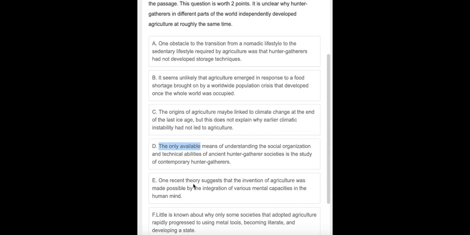One recent theory, okay, so here's an idea, a possibility, I like the sound of this. One recent theory suggests that the invention of agriculture was made possible by the integration of various mental capacities in the human mind. Okay, so we have a possibility that they developed at the same time because everybody had kind of the same various mental capacities at that same time. So that seems to be a match for our main idea sentence.